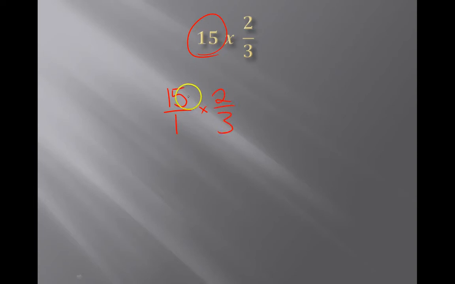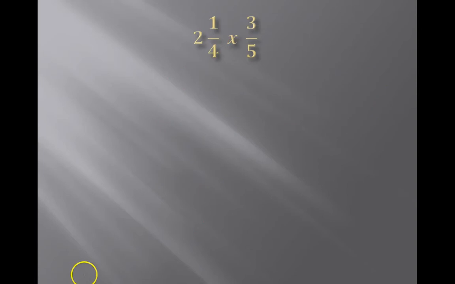And now we have a set of fractions where we can go 15 times 2, that's equal to 30. And 1 times 3 is equal to 3. And we can reduce this, divide each one by 3, and that's equal to 10/1. And 10 divided by 1 is just 10. So anything over 1 is itself. We can set in our answer. We've also seen that in the problem. So we get 10 as our final answer.